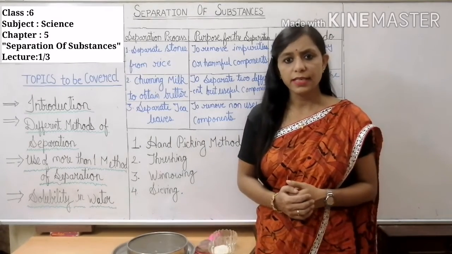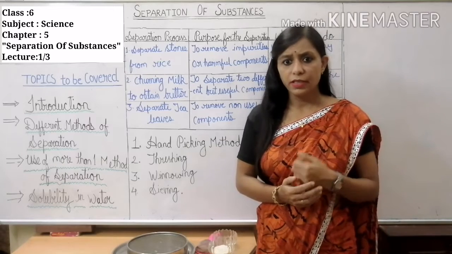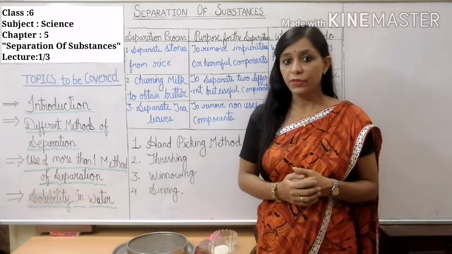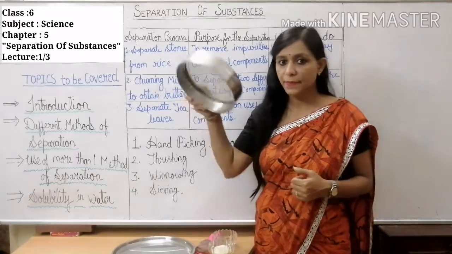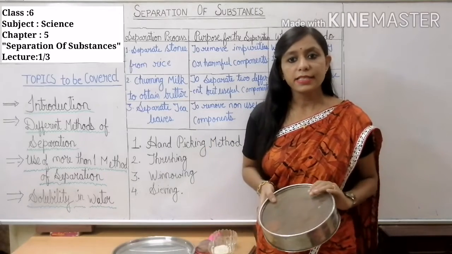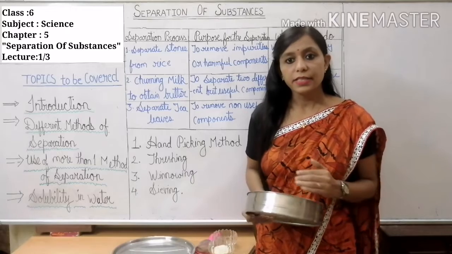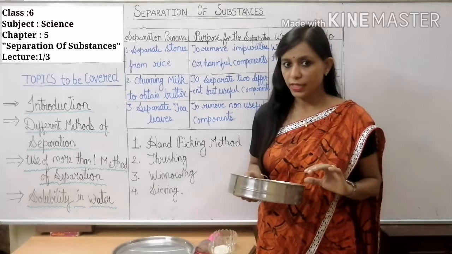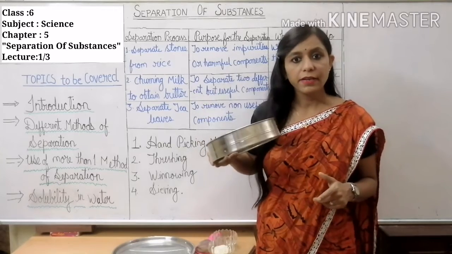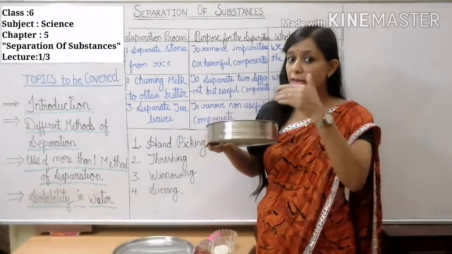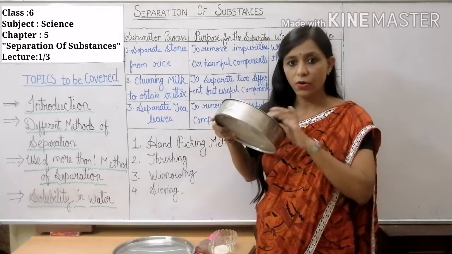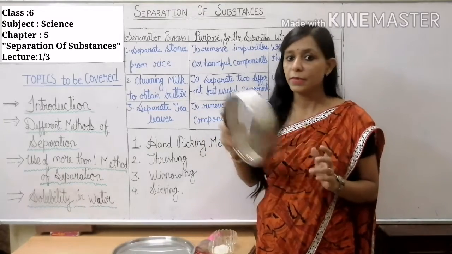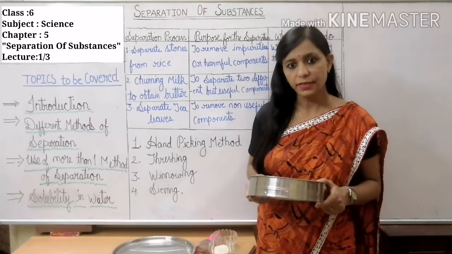Students, have you ever noticed that whenever your mom prepares any dish with flour, she removes the impurity and bran which is present inside the flour by using a sieve plate? How does she do it? She uses the sieve plate and pours the flour into it, and sieving allows the fine particles to pass through the holes of the sieve, while bigger impurities remain on the sieve plate, right?